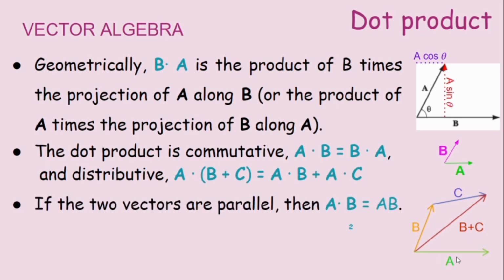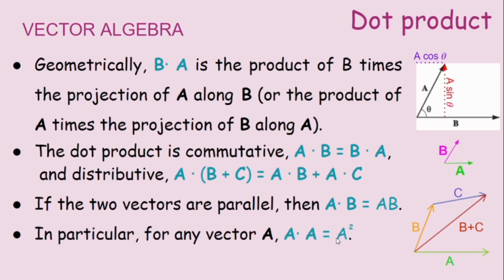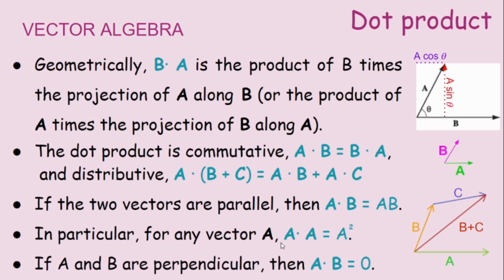Now we will see that if we have two vectors parallel, then A dot B will be equal to AB because cos 0 equals 1. So if we take a vector A and its dot product with itself, its magnitude will be A square. Now we have two vectors A and B that are perpendicular to each other. So their dot product will be 0 because cos 90 equals 0.